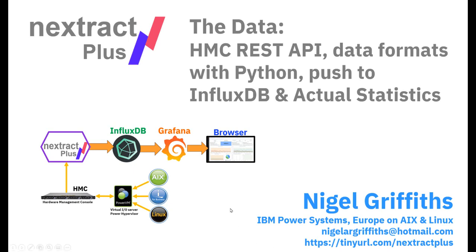The little diagram in here shows the data. Not very much actually comes from the operating systems themselves. Most of it comes from the Power VM, or really speaking, the virtual I/O server and the Power hypervisor via the service processor. All gets collected in the HMC. This REST API provides that to nextract plus. It pushes it into InfluxDB. Grafana gets the data, uses InfluxDB as a data source, and shows us all the graphs on the screen. And we had a different video about looking at all the graphs and the details there.